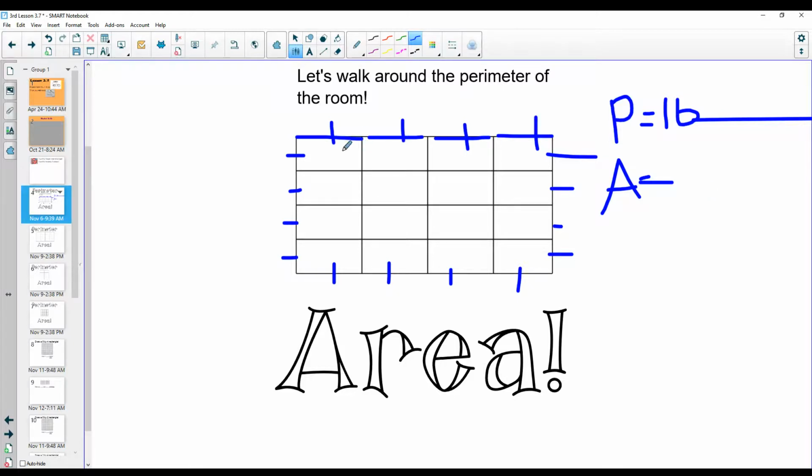So if we're looking at the area, we would count inside. 1, 2, 3, 4. I know 4 plus 4 is 8. If there's 8 here, there's 8 here. I double that. That is 16. Otherwise, if you need to count them all, you can do that too. I just try to work smarter, not harder.